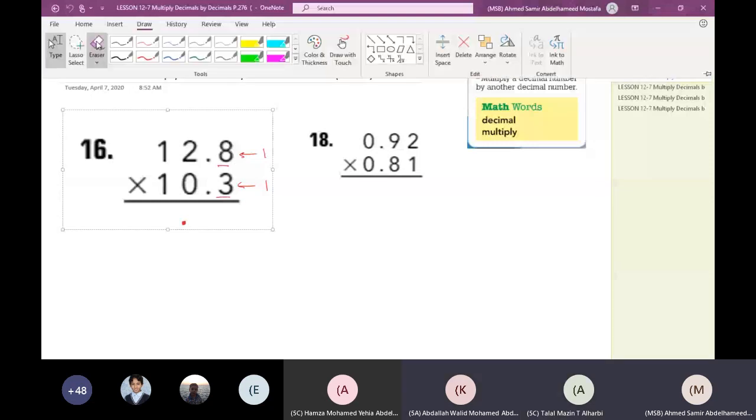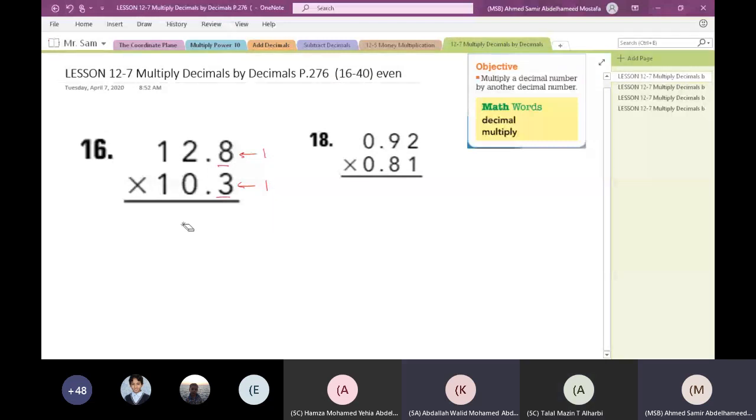It will be 0 because 0 multiplied by anything is 0. No. Abdullah, I'm asking you. Please don't interfere and give him a chance to try. Abdullah, I'd like you to multiply normally, forget about the decimal places, okay?